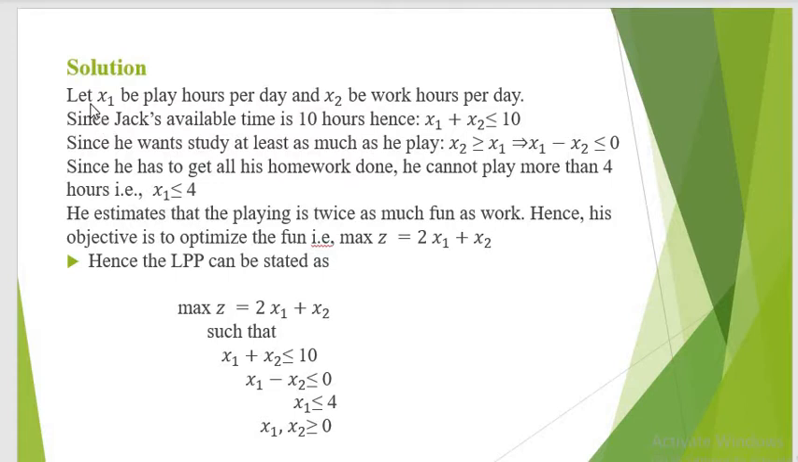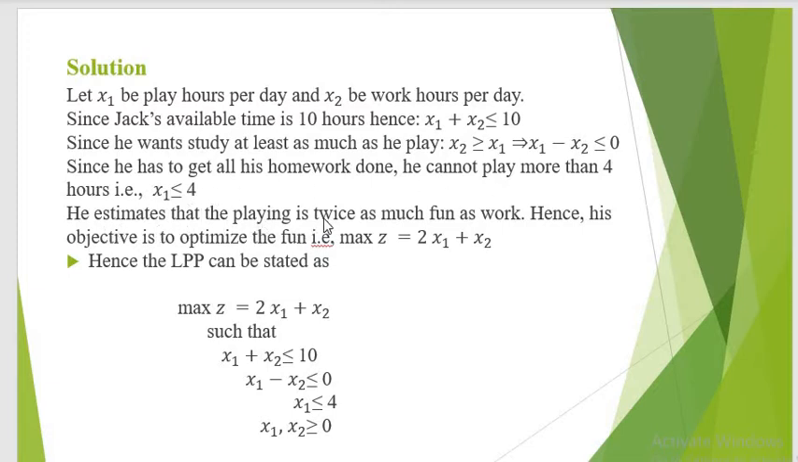We can see the solution. Let x1 be play hours per day and x2 be work hours per day. Since Jack's available time is 10 hours, x1 plus x2 is less than or equal to 10. Since he wants to study at least as much as he plays, x2 is greater than or equal to x1. That is, x1 minus x2 is less than or equal to 0. Since he has to get all his homework done, he cannot play more than 4 hours. That is, x1 is less than or equal to 4. So these are the constraints.